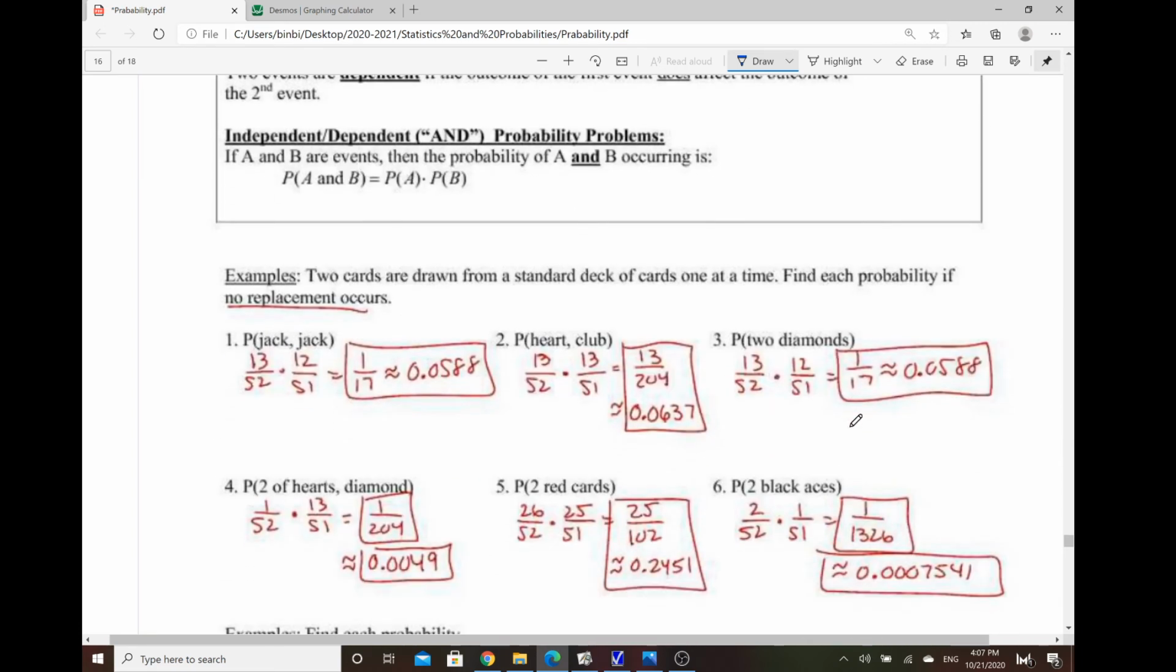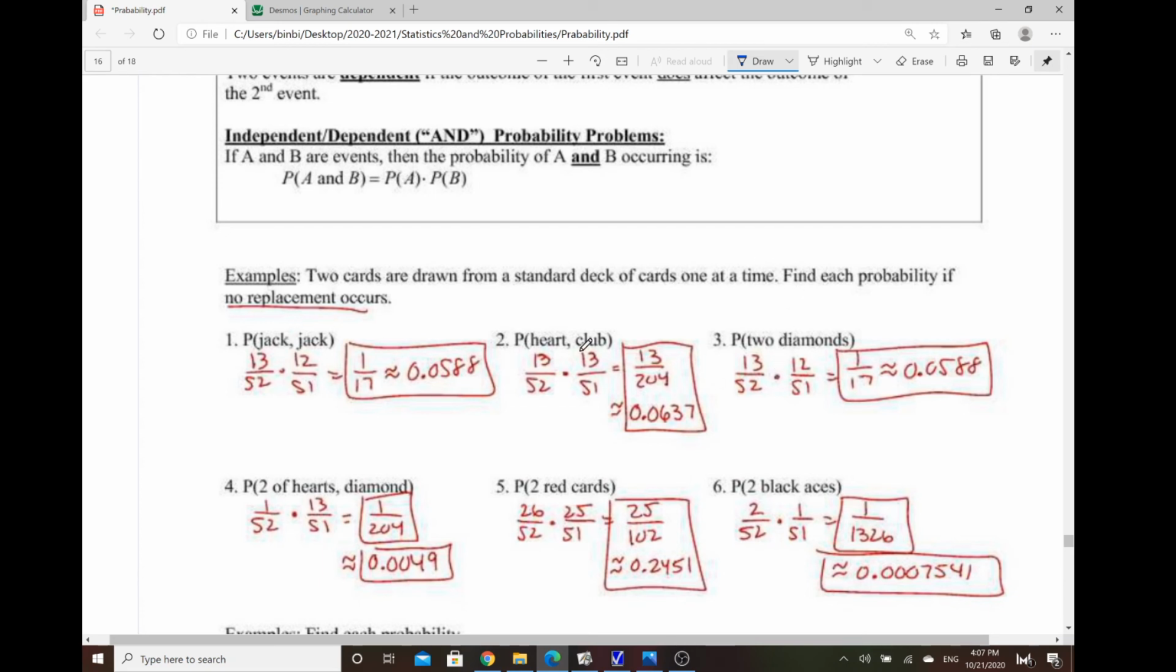So 2 cards are drawn from a standard deck of cards one at a time. Find each probability if no replacement occurs. So getting a jack, and the second one getting a jack again: 13 over 52 times 12 over 51. The reason why that's 51 is because without replacement, since you selected one card the first time, you cannot select the same card for the second time. So you're not going to put it back in the deck. So it's 1 over 17.